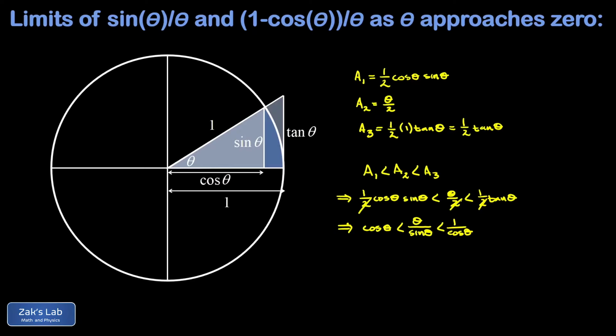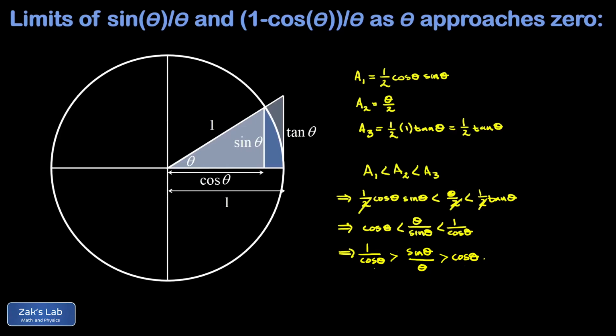Cosine theta is less than theta over sine theta, which in turn is less than 1 over cosine theta. What we're trying to do here is prove something about the limit of sine theta over theta, but in our expression we have the reciprocal of that. So we can take the reciprocal of all 3 parts of this compound inequality. Now taking the reciprocal simply reverses the direction of an inequality.